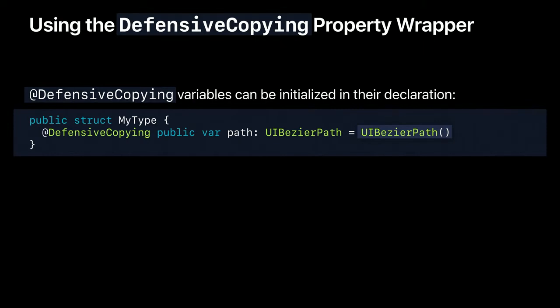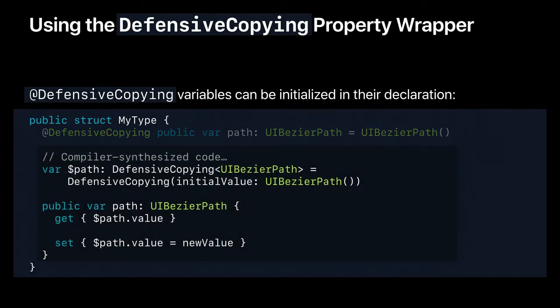that's created. And then when we go ahead and explode this out into multiple properties, there's the backing stored property $path. And notice how we're initializing it. We're feeding that initial value that the user gave into the initial value initializer, so it can be defensively copied. The getter and setter look exactly the same. We're just going through $path.value for both get and set.